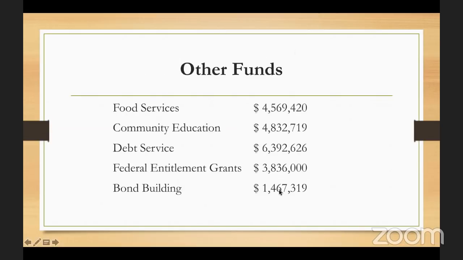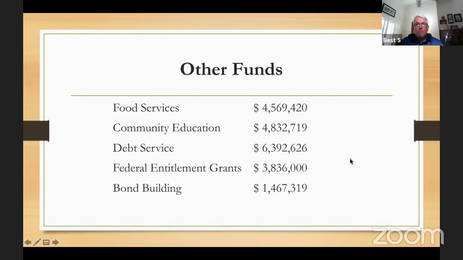Other funds that the district has are what's called cash controlled funds, so we have to have the cash to be able to expend these funds. The first is our food service, about 4.5 million. The funds come in from the U.S. Department of Agriculture and also from parents paying for student lunches and breakfast. Community education, 4.8 million. This is our before school, after school care, and also our preschool program.